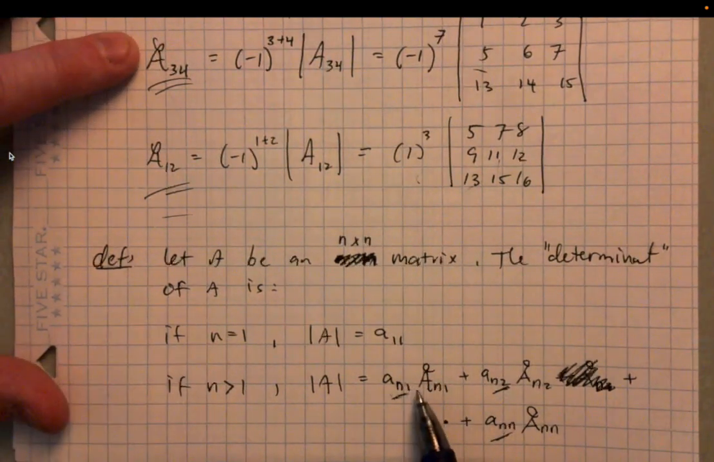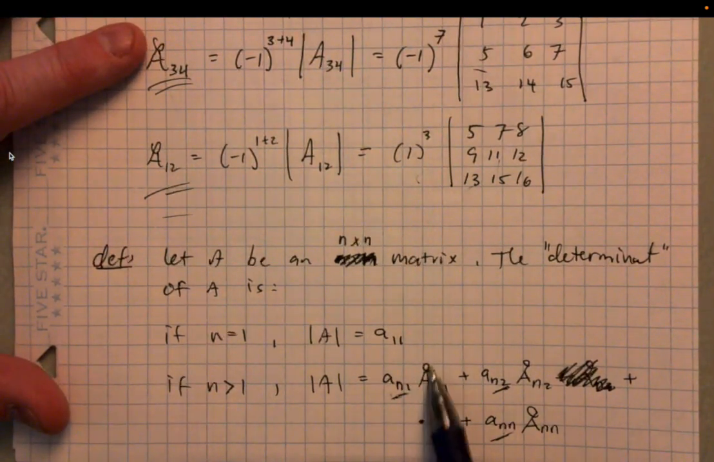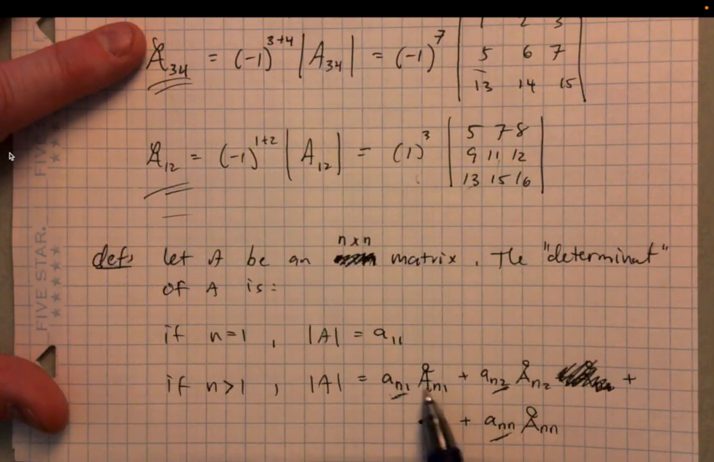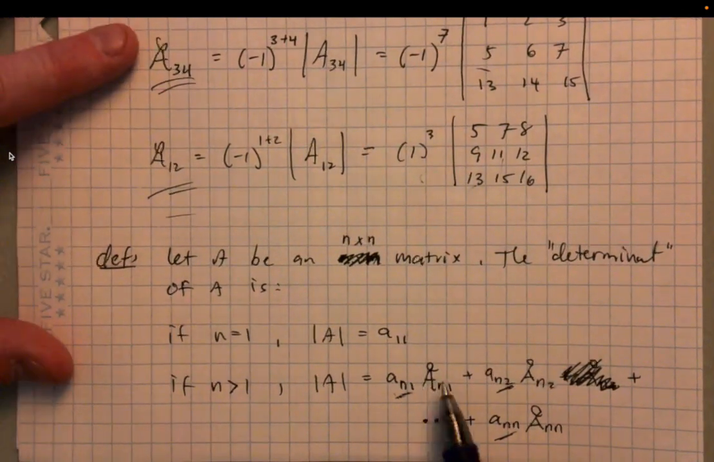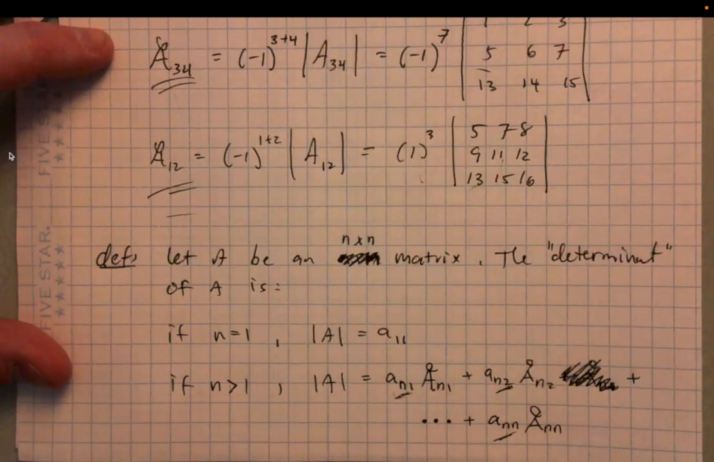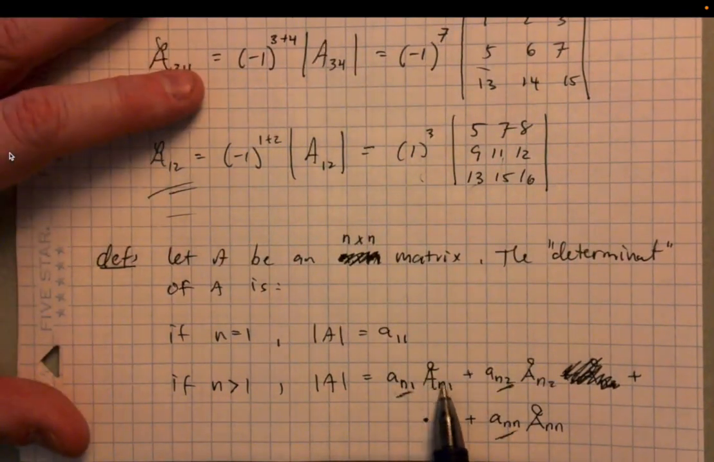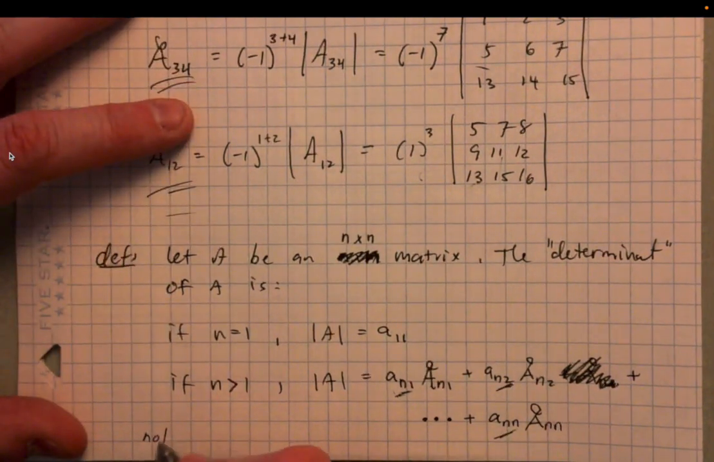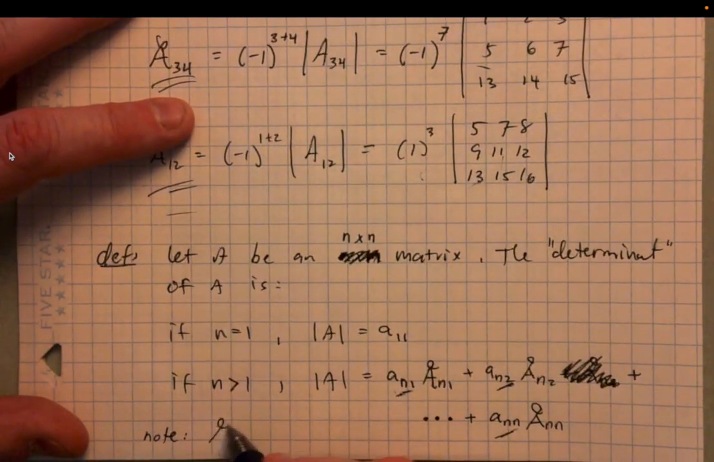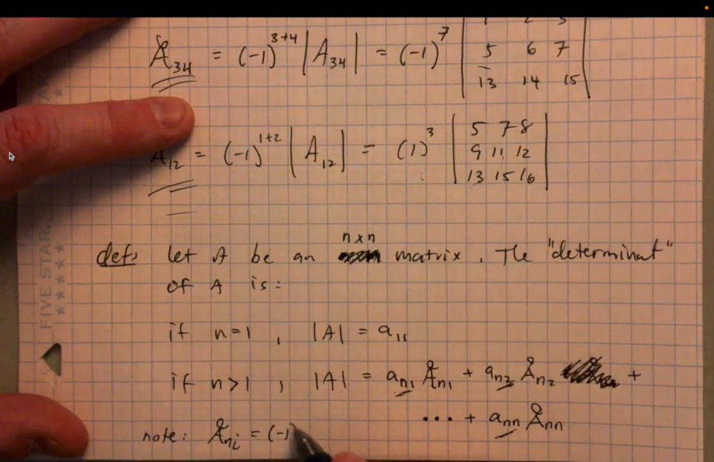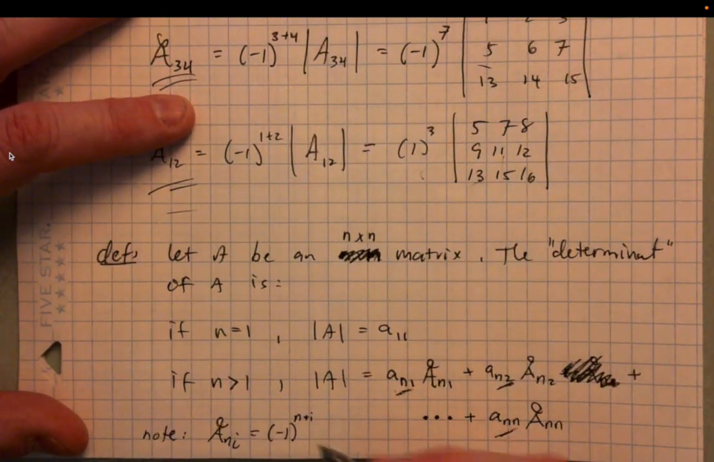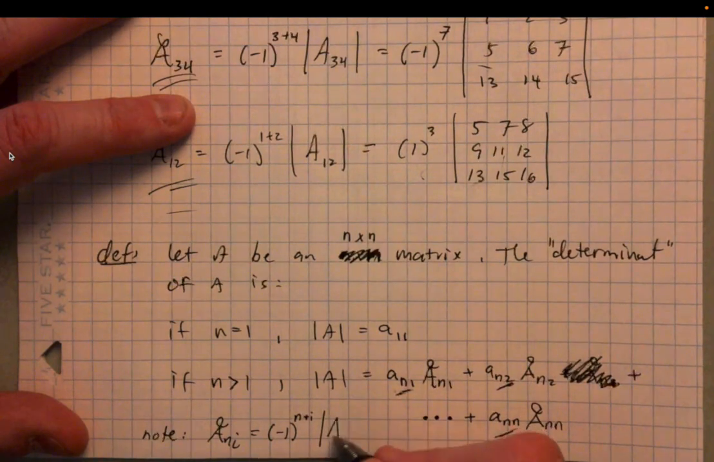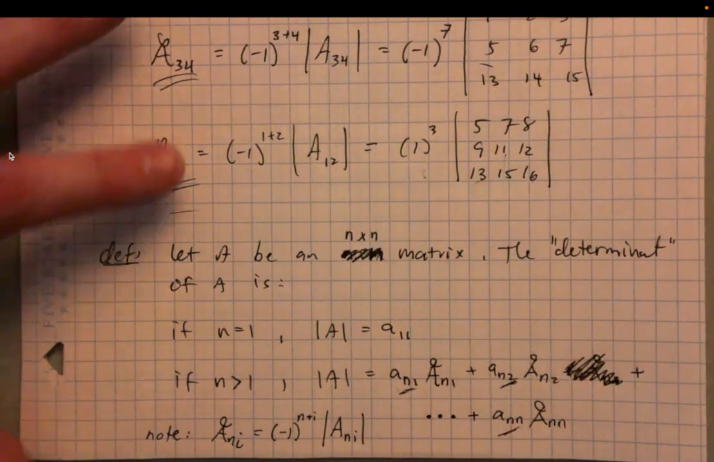And then what is this script A_n1, this cursive script? That is the minor, right? The determinant of, or sorry, that's the cofactor. Yeah, sorry about that. Right, so note that the cofactor A_ni is equal to -1 to the n plus i times the determinant of the ni submatrix.